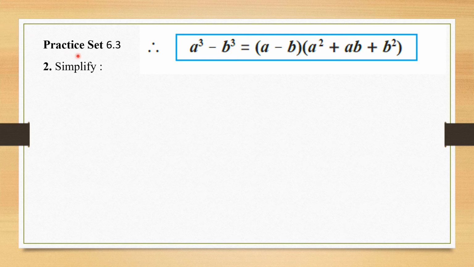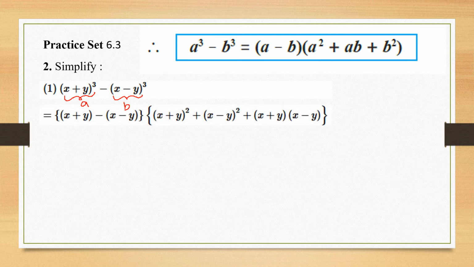Now if you see practice 6.3, the second part of the sum, that is simplify. So here as well we need the formula a cube minus b cube, that is (a minus b)(a square plus ab plus b square). So if you see the second sum, it is (x plus y) the whole bracket cube minus (x minus y) the whole bracket cube. Now here if you note one thing, this entire expression will be a and this entire expression will be b. So a is x plus y and b is x minus y.